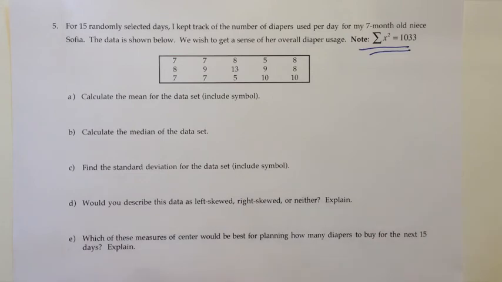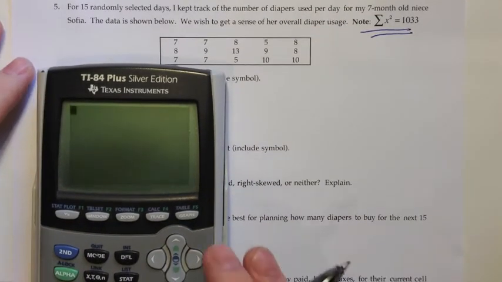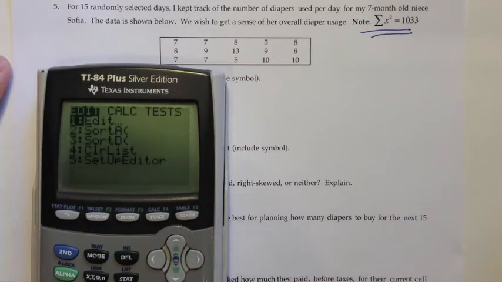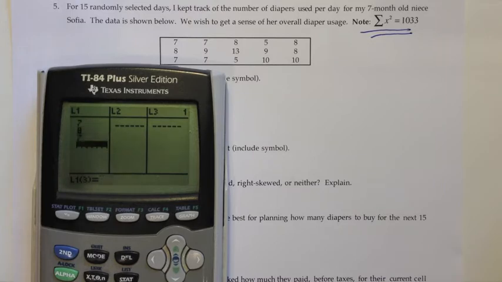So I'm going to go ahead and do that using the calculator. So that means step 1 is to get all the data entered in. So I'm going to press the stat key and choose edit and enter all of that data into L1. So 7, 8, 7, 7, 9, 7, 8, 13, 5, 5, 9, 10, and 8, 8, 10.